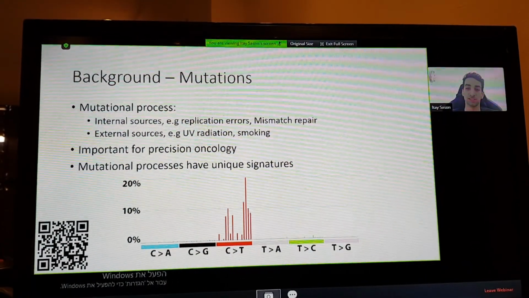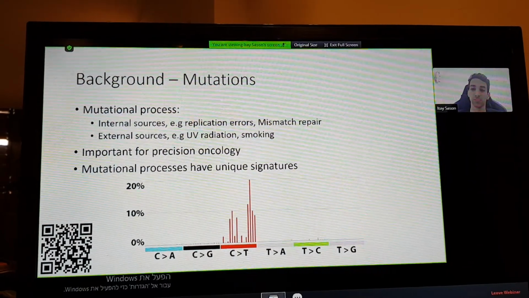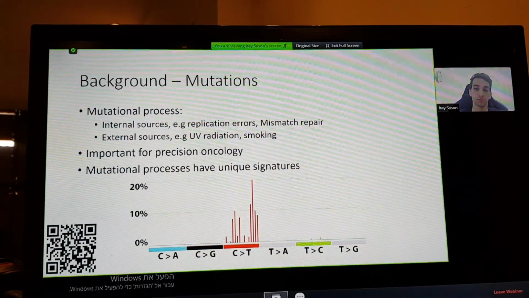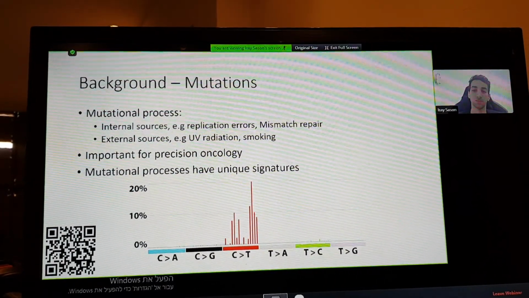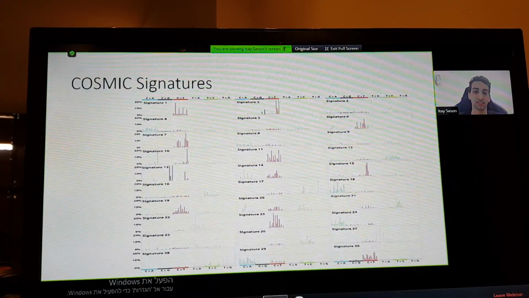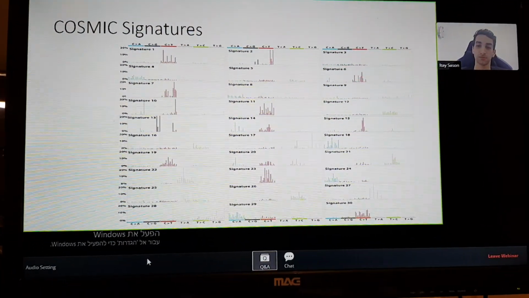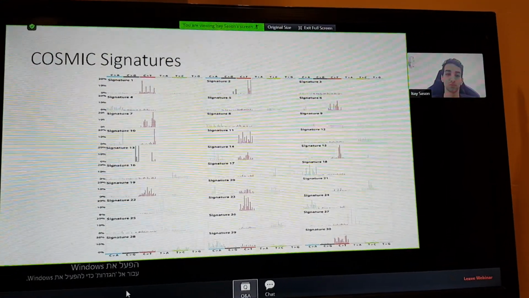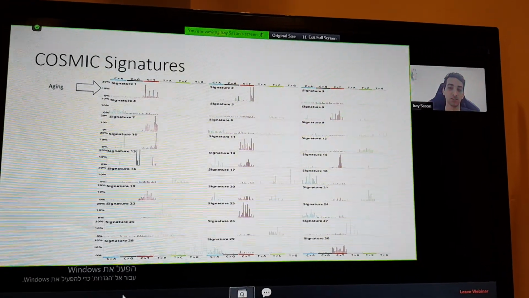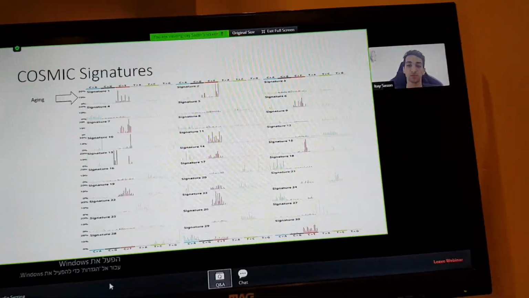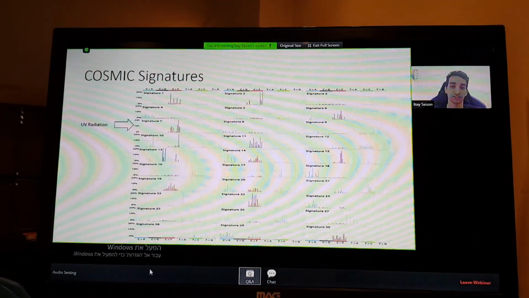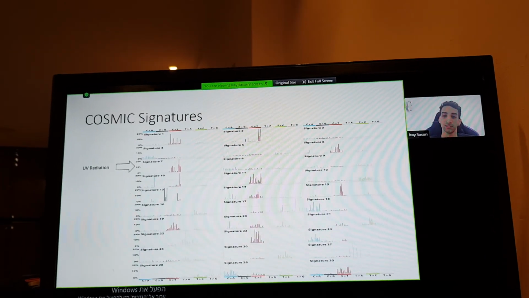Mutational processes have unique signatures, which are distributions over the different possible mutation types. In the figure, we see an example for the UV radiation signature, which consists mostly of C to T mutations. Here are 30 known and well-studied signatures from the COSMIC catalog. We can relate most of these signatures to known processes. For example, signature 1 is highly correlated with age, meaning older patients have more signature 1 mutations. Another example is signature 7, which is the UV signature we just saw.